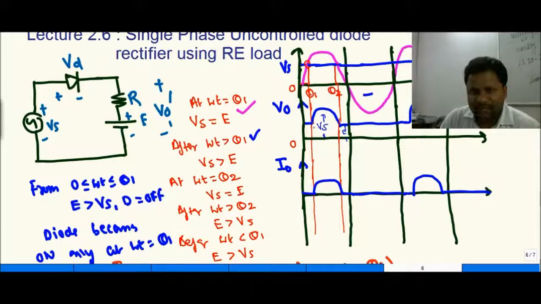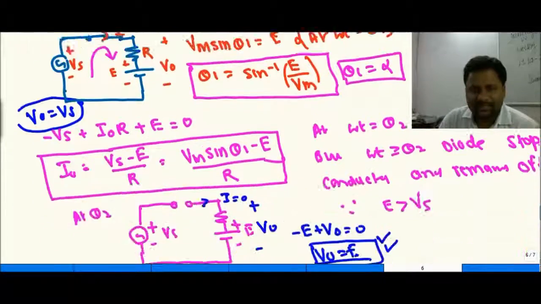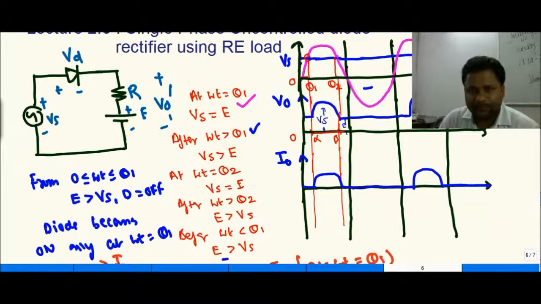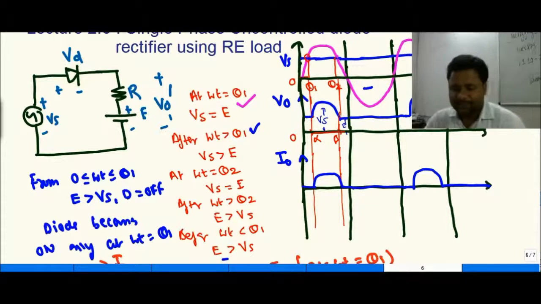At this point, the diode starts conducting current, so it should be alpha. And at this point, the diode stops conducting current, it should be beta. So from alpha to beta, the diode is on, and for greater than beta or less than alpha, it becomes off. This is the basic concept that we have understood from the basic issues.